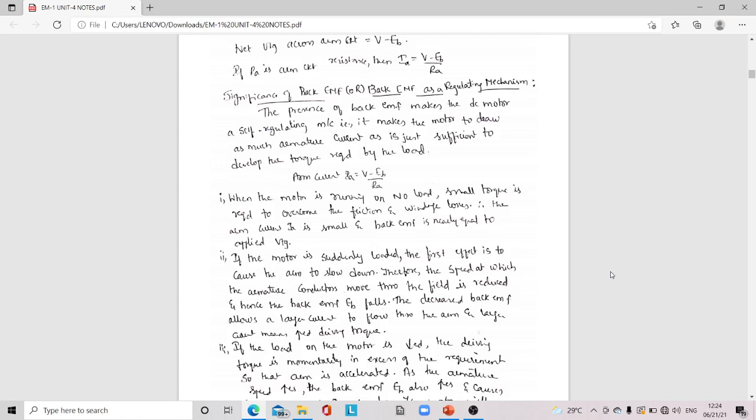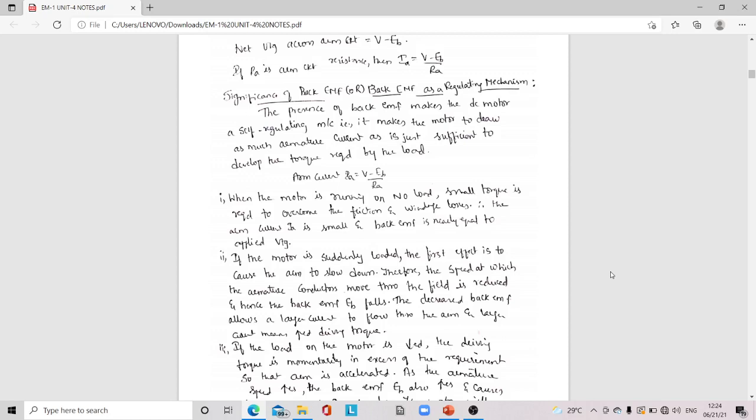So decreased back EMF allows large current to flow. So a larger current will increase the torque. Suddenly loaded means what is happening here? If suddenly loaded, the motor should slow down. So the speed at which the conductors move through the field should be reduced and hence back EMF will fall.